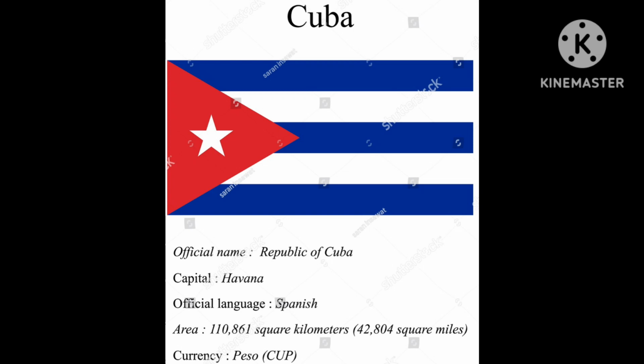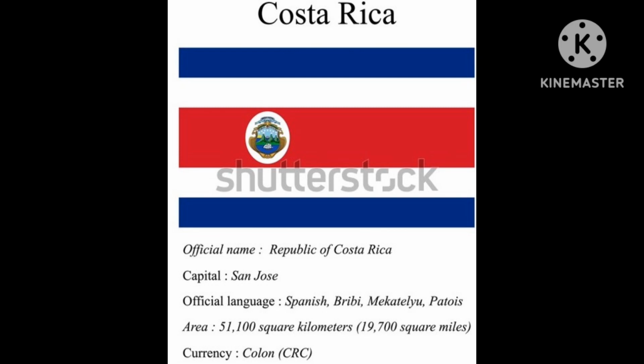The next country is Cuba. The capital of Cuba is Havana, and official language is Spanish, and its currency is the peso. Cuba is famous because of the Cuban revolution of Fidel Castro and Che Guevara. The next country is Costa Rica. Its capital is San Jose. I think this is repeated. Official language is Spanish. Its currency is Colon. You can also watch the Costa Rica flag on the screen.